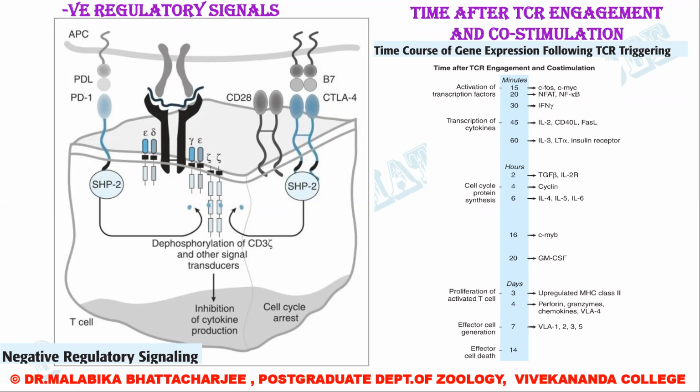The PD1 binds to 2 ligands. It can bind to 2 ligands, PDL1 and PDL2. Even though in the picture the PD is written as PDL.